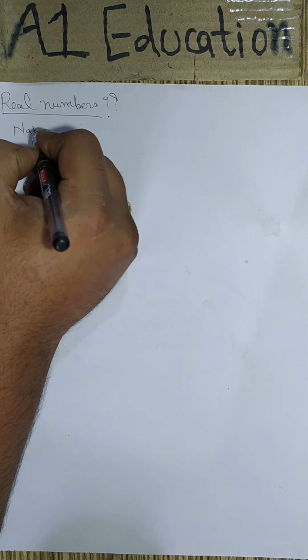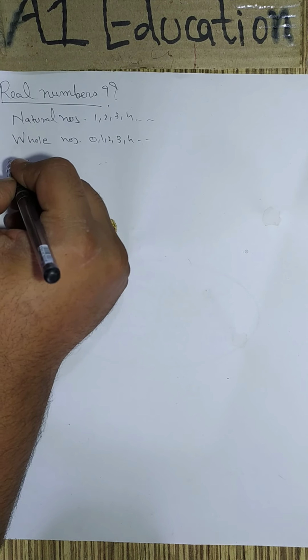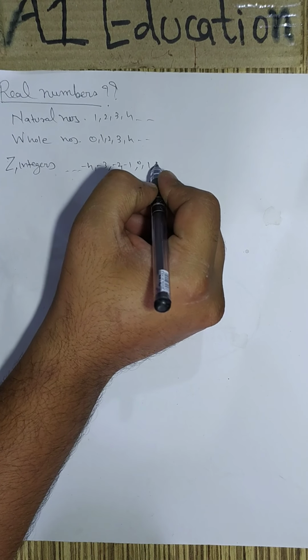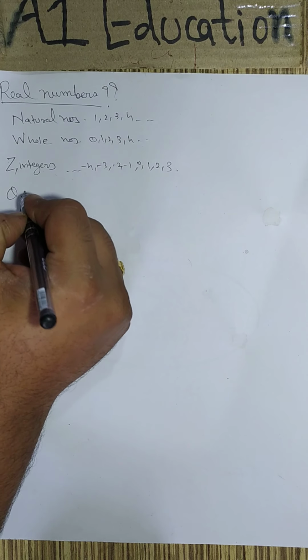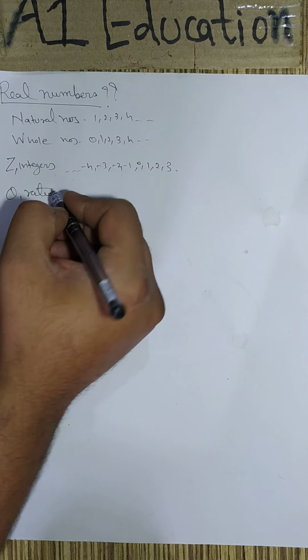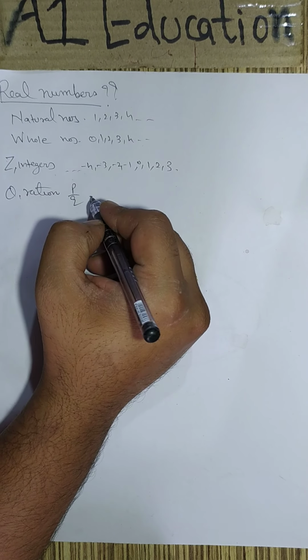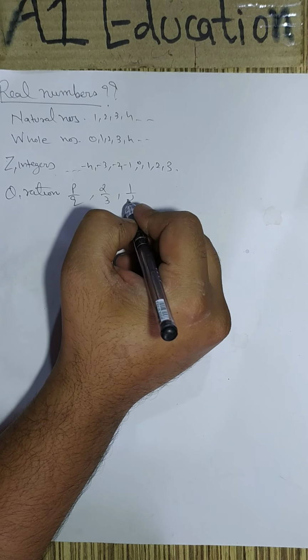Next one are the integers. Integers are denoted by Z, sometimes I also. Integers are all negative numbers and positive numbers. Next one are rational numbers. Rational numbers means numbers which can be expressed in p upon q form. They are denoted by Q. Examples are 2 upon 3, 1 by 2. These are all rational numbers.